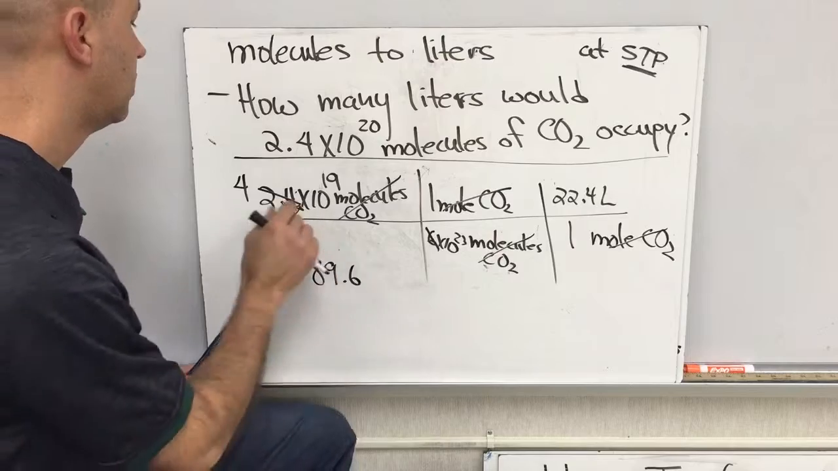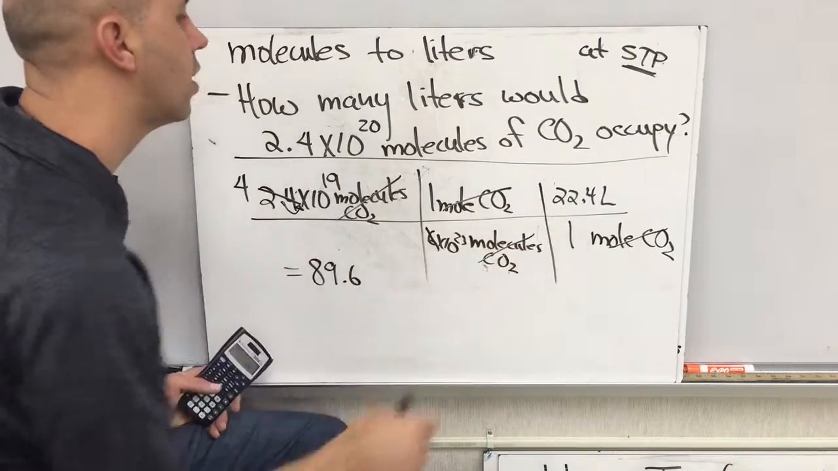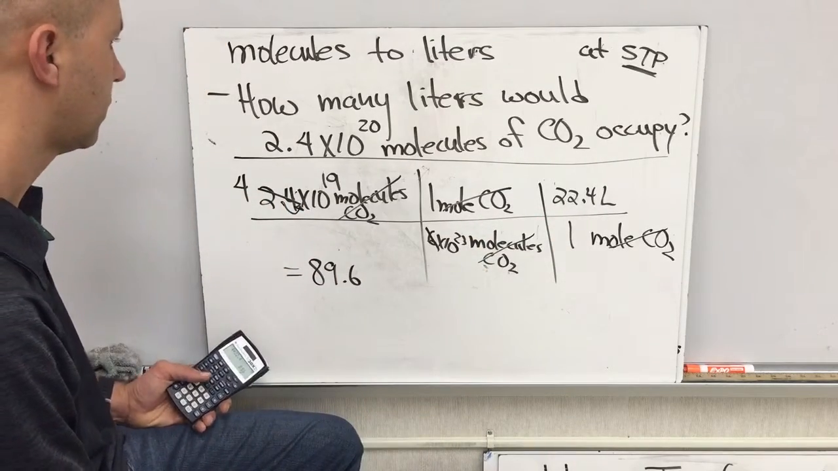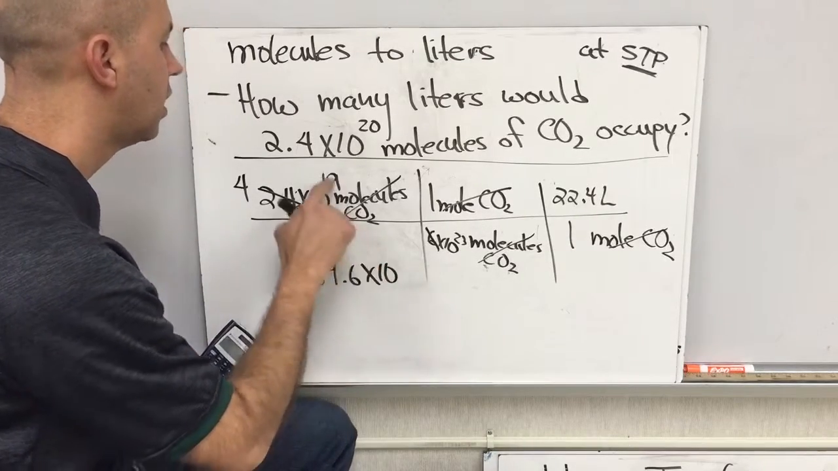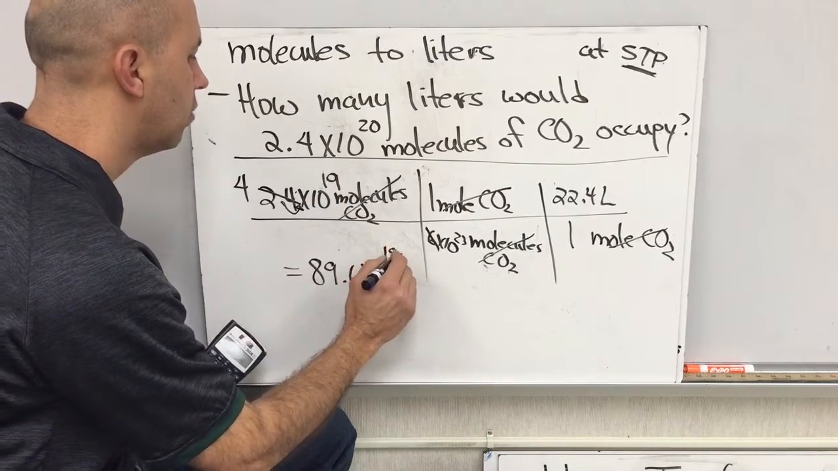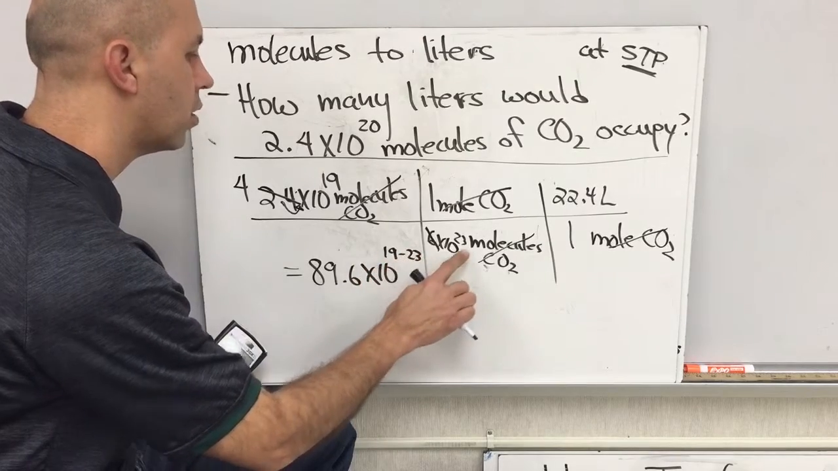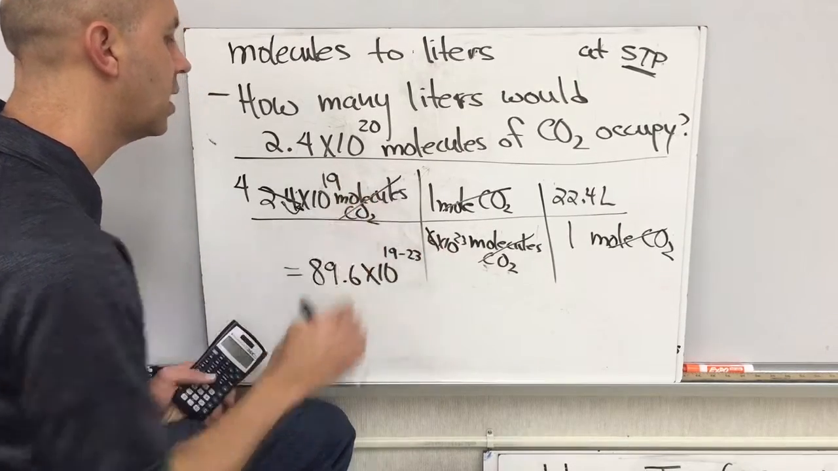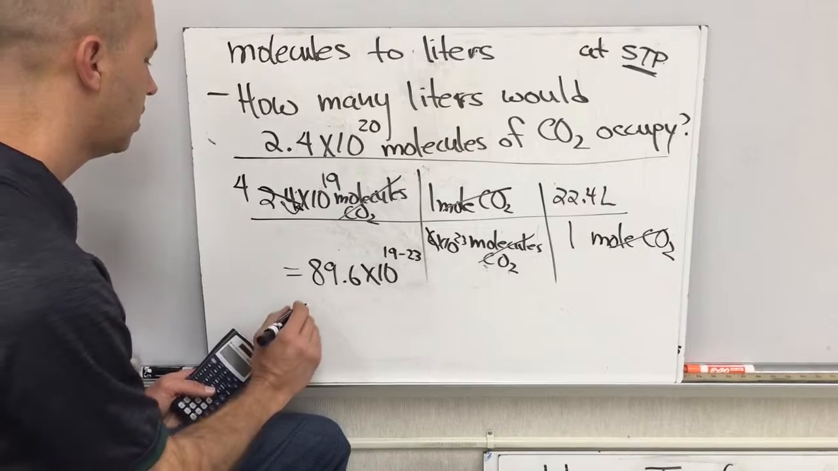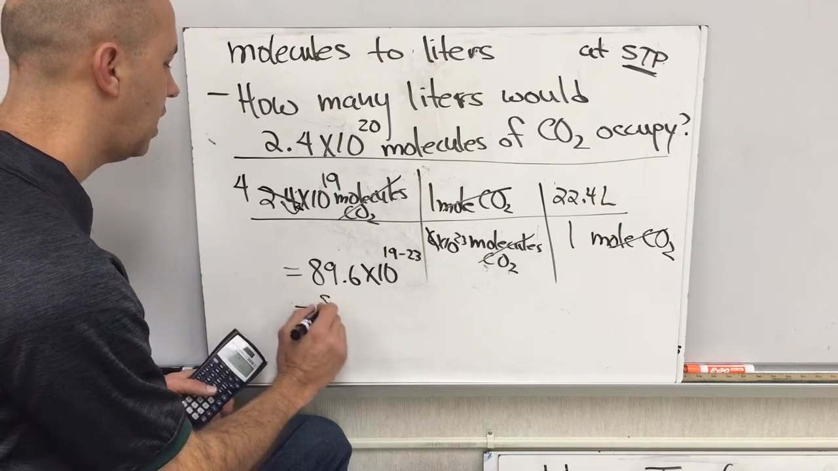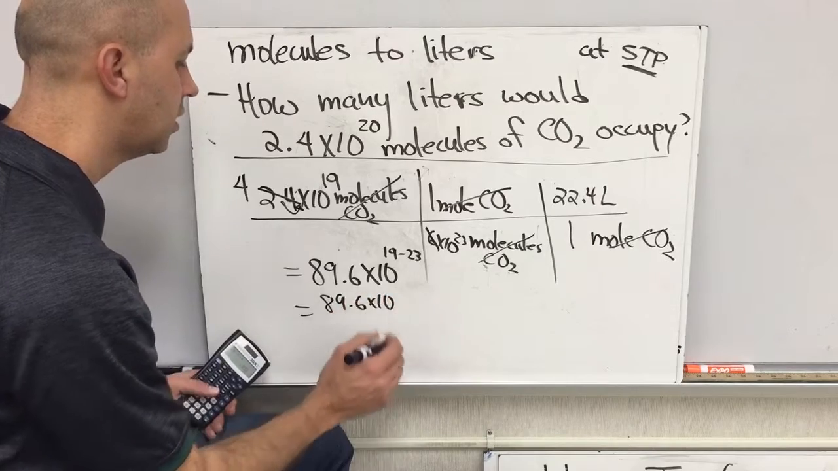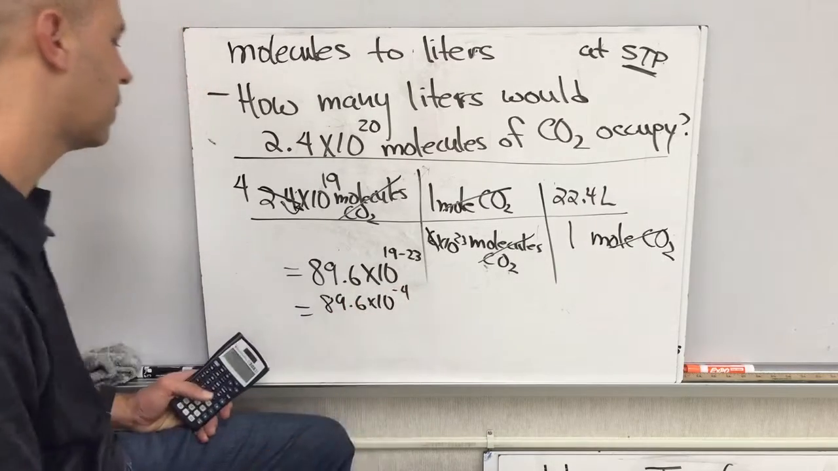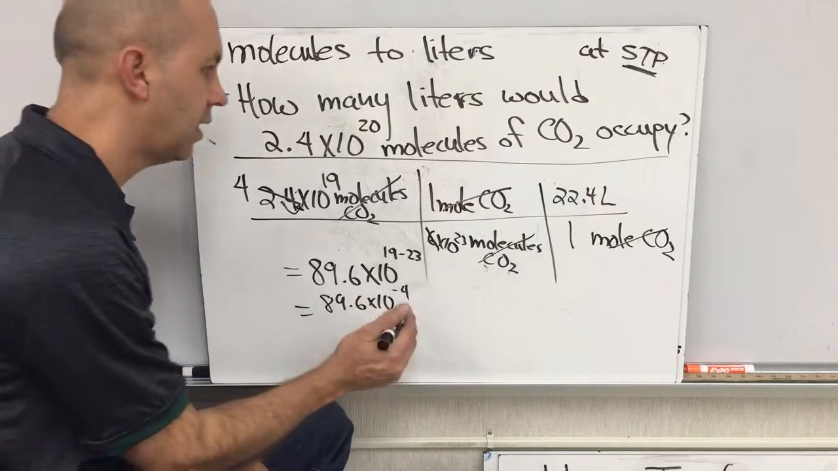Okay, so this number times that number there, times 10 to the 19 minus 23 power. So that 23 I'm going to subtract from that 19, okay? So when I do that, I get 89.6 times 10 to the negative 4. And that's liters.